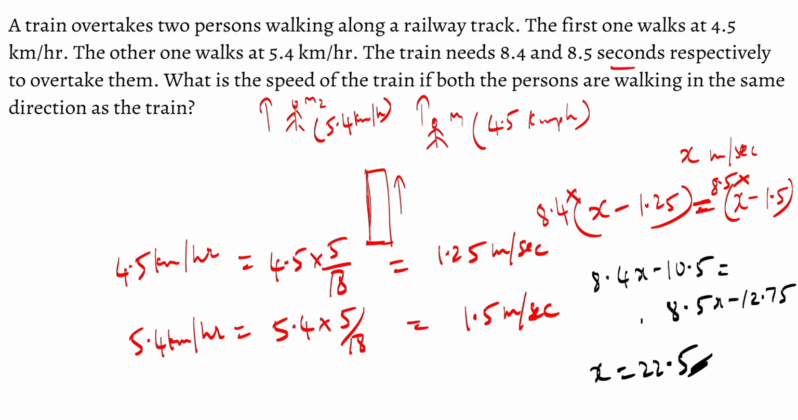So this is the speed of the train, but we must express this in kilometers per hour, right? If we want to express this in kilometers per hour, we can just multiply this with 18 by 5. This will be equal to 81 kilometers per hour.